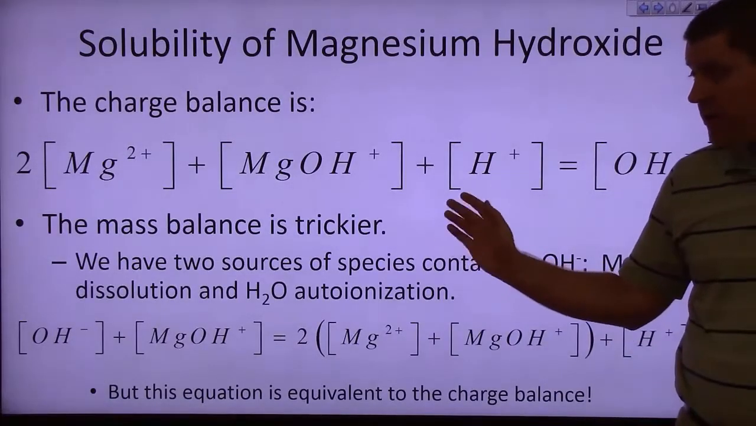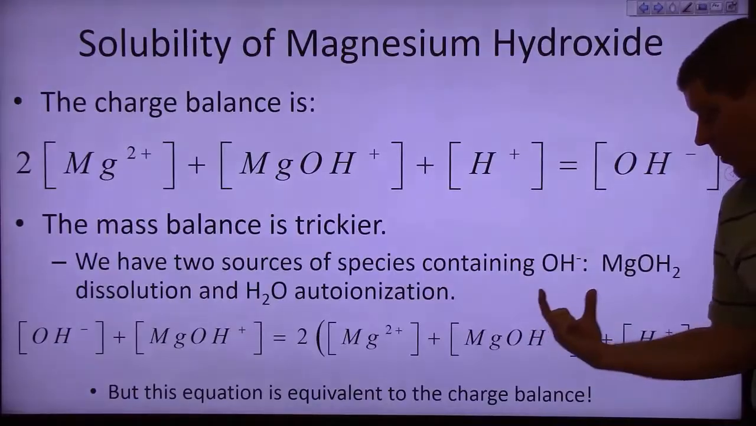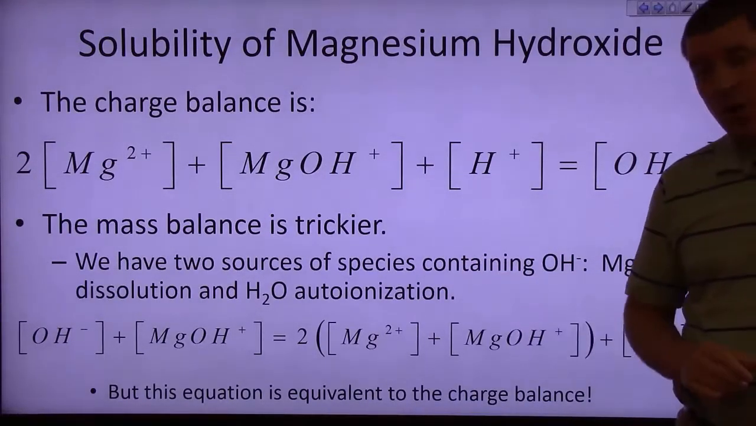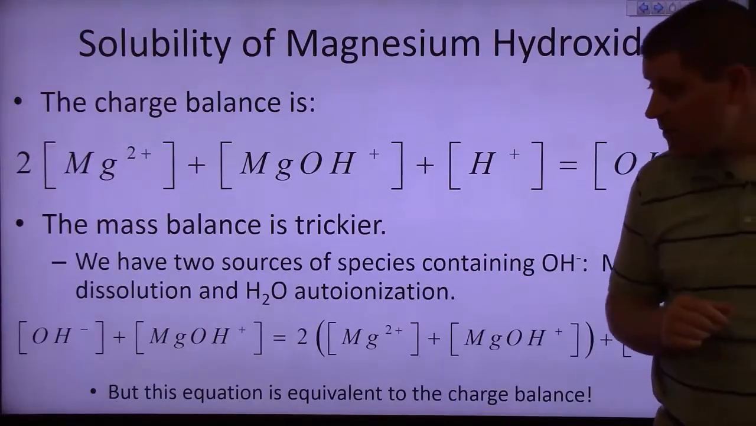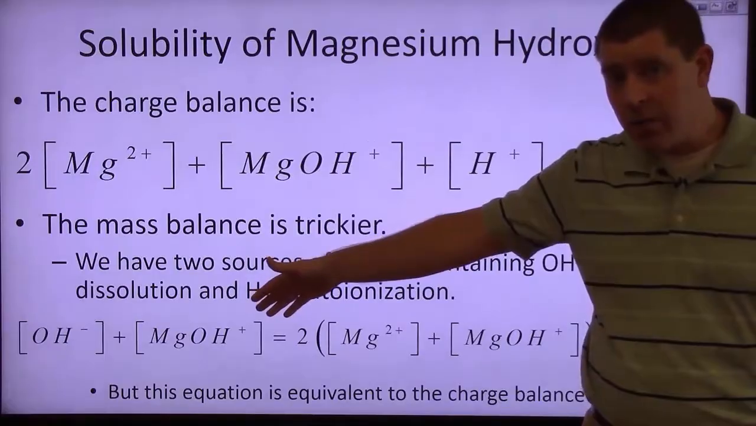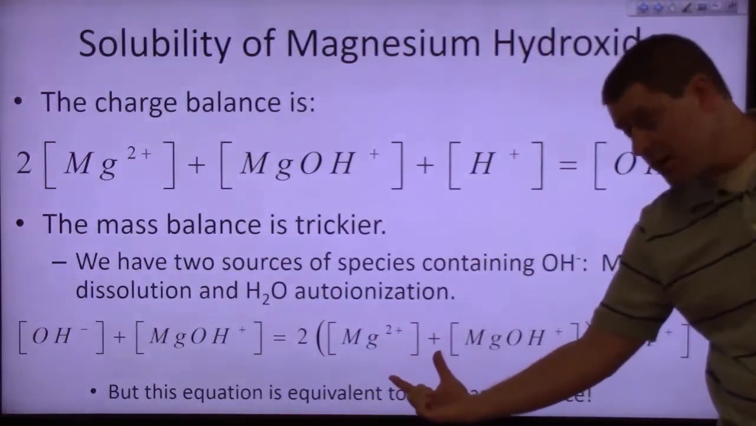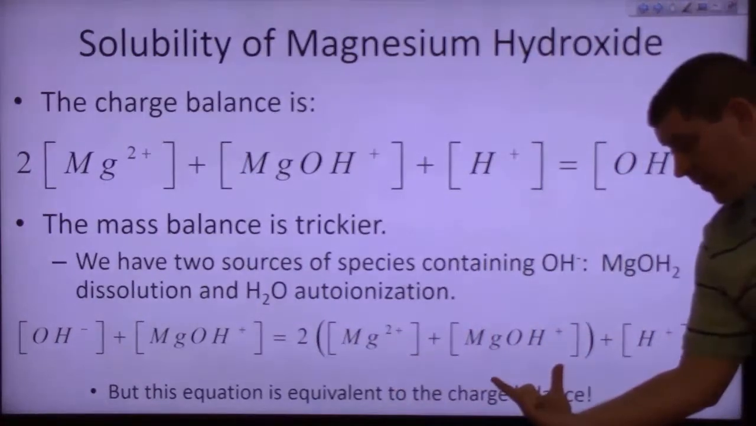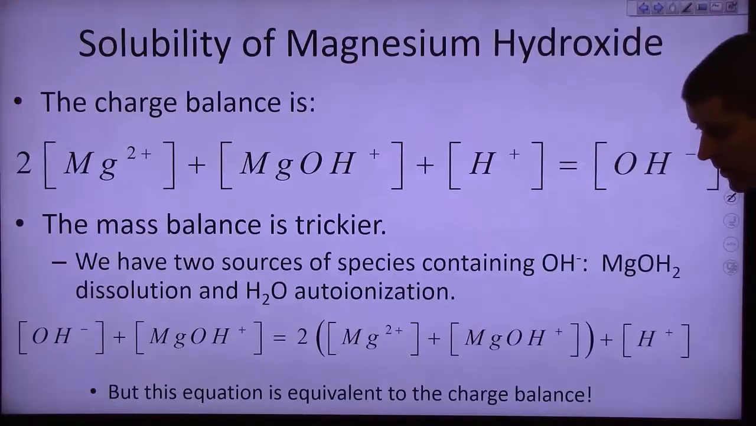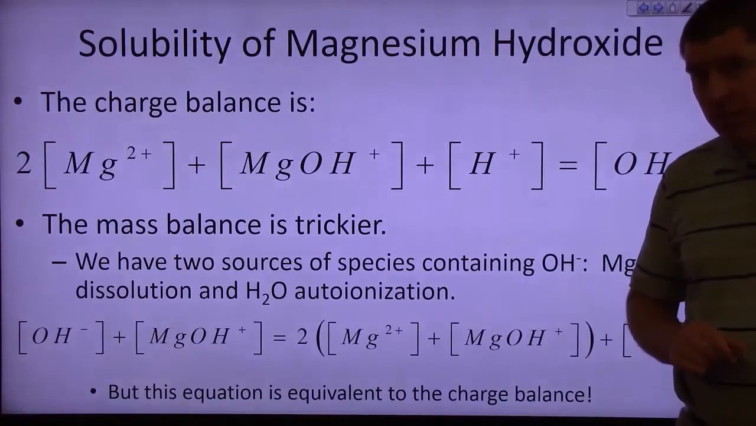Now the mass balance is a little trickier. We have 2 sources of species containing hydroxide ions. We have the magnesium hydroxide dissolution, and we have the water autoionization. And that then gives us the hydroxide ion concentration plus the magnesium hydroxide complex concentration must be equal to 2 times magnesium ion concentration plus the magnesium hydroxide complex concentration plus the hydrogen ion concentration. But this equation is equivalent to the charge balance equation.